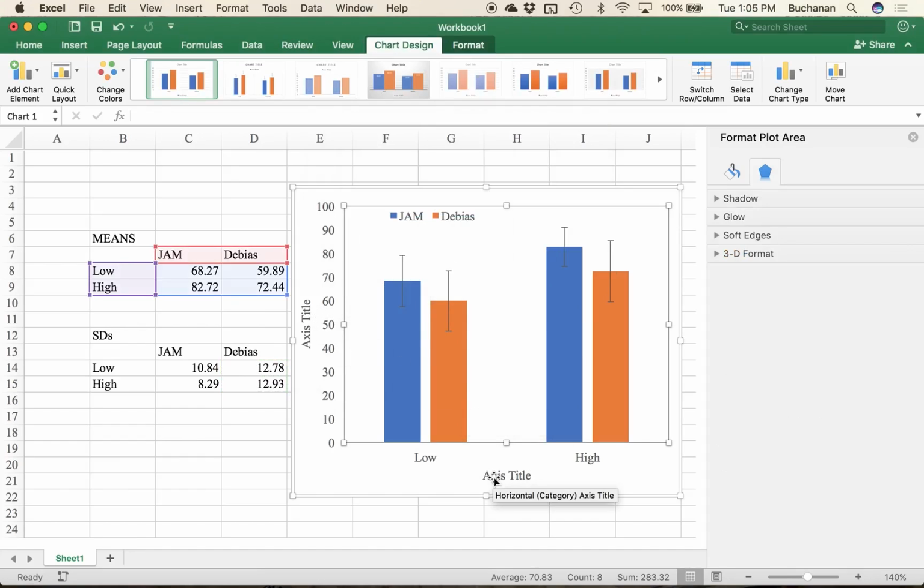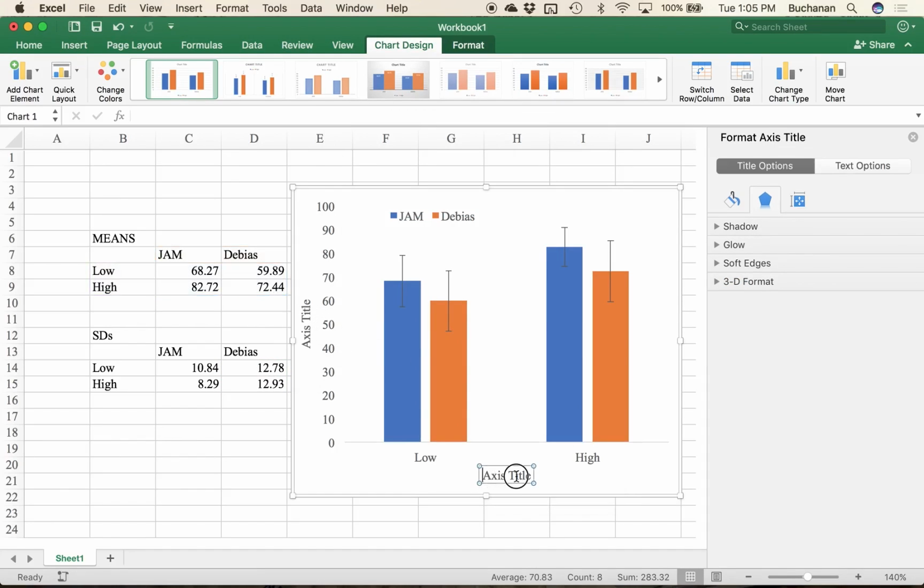I'm going to change my axis titles. So this one down here is BSG backward strength. I might just call it BSG level. The y-axis here is the rating. So it's our average rating.